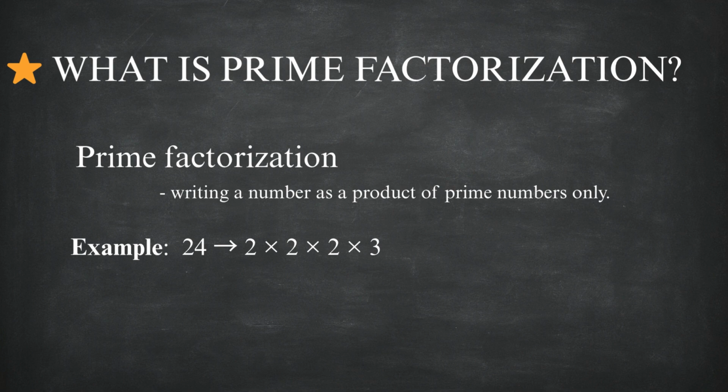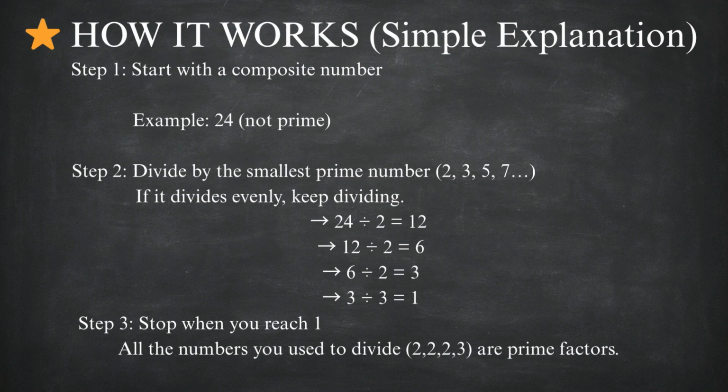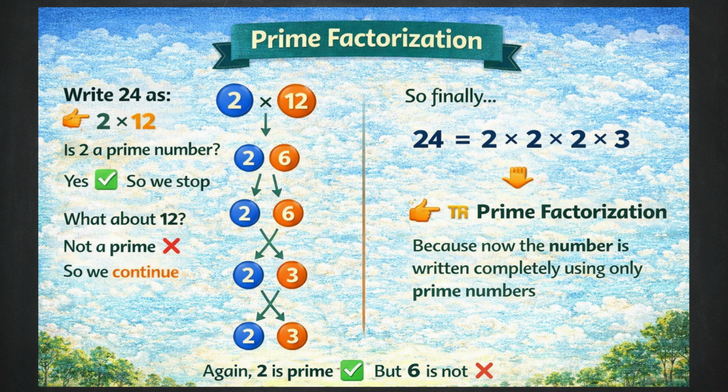Take the number 24. At first, 24 looks like just a normal number, but inside it, there are hidden building blocks. We start breaking it down step by step. 24 can be written as 2 into 12. Now ask yourself, is 2 a prime number? Yes. So we stop there. But what about 12? Not prime.